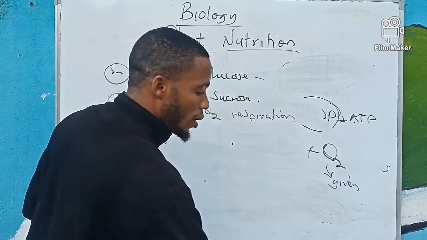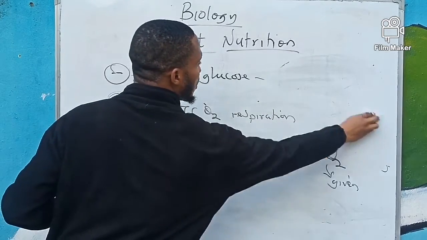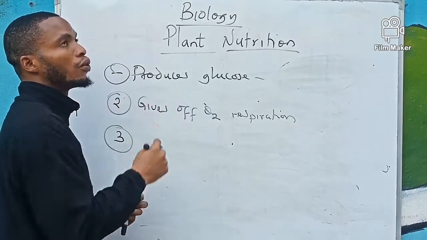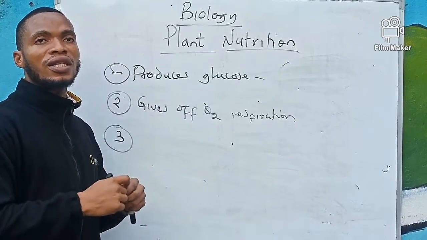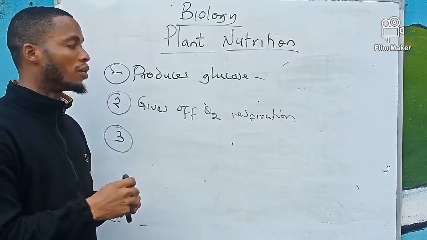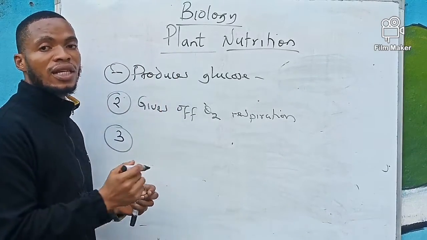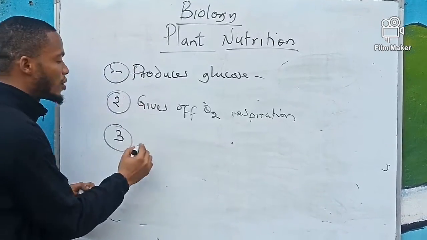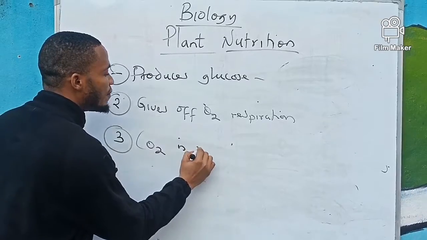Three, during photosynthesis, you might have been told that when we breathe out, when we undergo respiration, we give out CO2. And if CO2 is left in the environment, it causes what we call global warming, making the environment very warm. So during photosynthesis, these plants capture this CO2. Therefore, during photosynthesis, CO2 is removed from the environment.